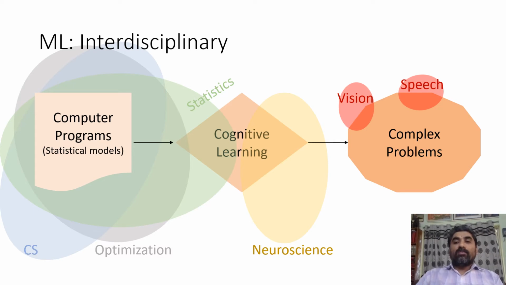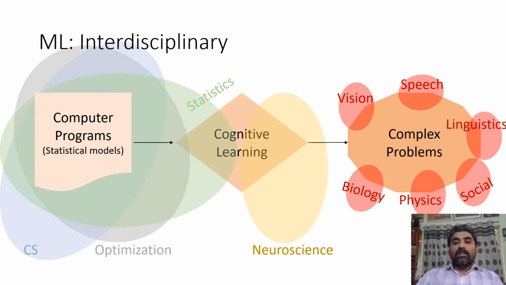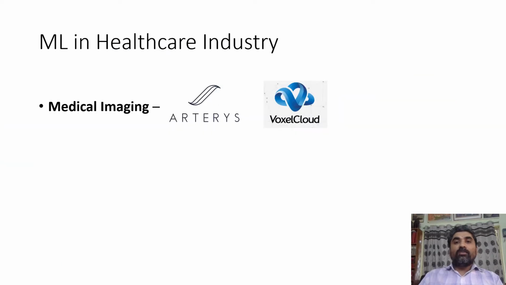So it has seen a lot of success in vision and speech, and also moderate success in other applications. And of course, our interest is in biology. So let me give you a glimpse of the success of machine learning in the healthcare industry. Most of the success of machine learning algorithms has happened in medical imaging and related industries. Here I just give you two examples of these industries.